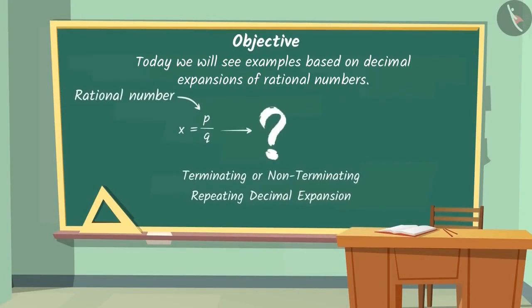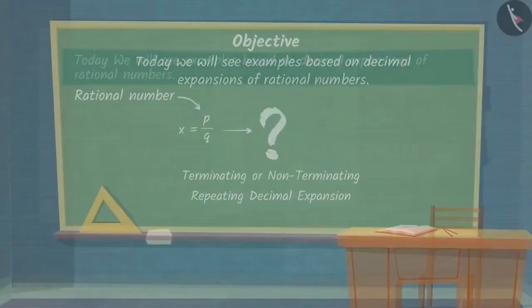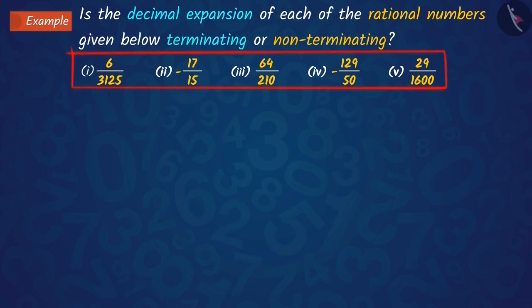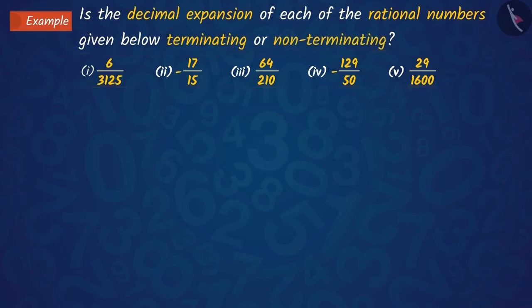Now, we will see an example based on it. Here, without using division, we have to tell which rational numbers have a terminating decimal expansion and which ones have non-terminating decimal expansion. Can you guess how to find this out? Pause the video and try to solve this question.